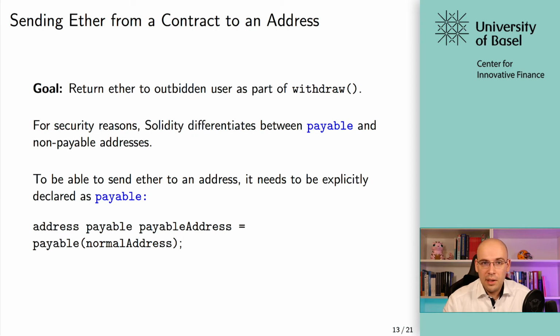And for security reasons, Solidity differentiates between payable and non-payable addresses. So if you want to be able to send Ether to an address, then it must be explicitly declared as payable. I give an example right here. You say address with the payable modifier, and then you have a payable address, and you can just use that to send money to. Okay, if you haven't declared it as payable, then your contract will not be able to send money to that address.